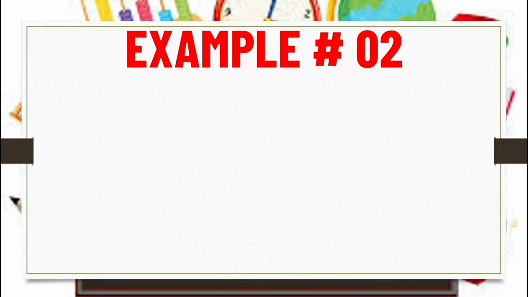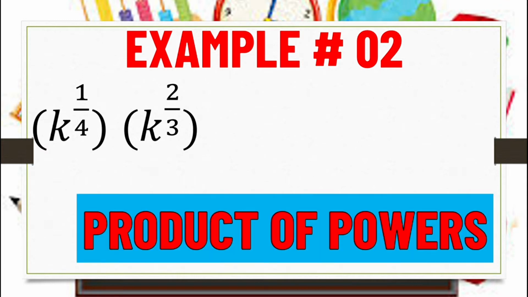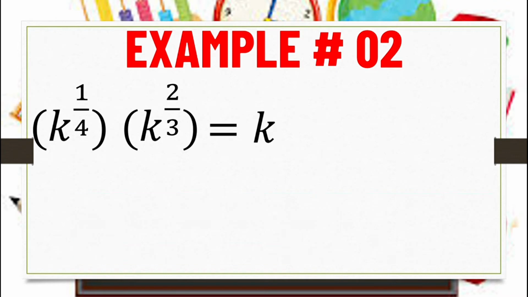Let's simplify quantity k raised to 1/4 times quantity k raised to 2/3. Again, this expression can be simplified using the law of exponent, which is product of powers. As we have done in our first example, all we need to do is to add the exponents. I am referring to the fractions 1/4 and 2/3. So in this case, we have different denominators.